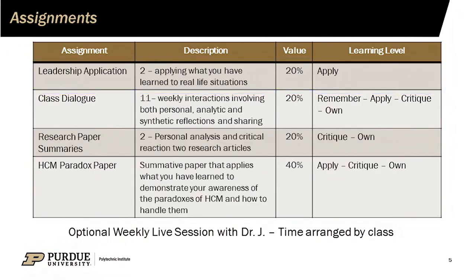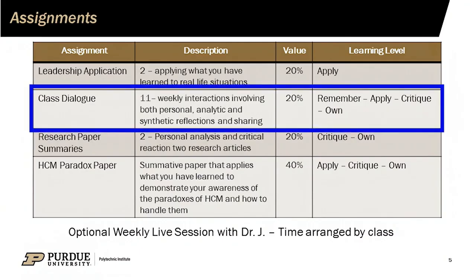The second thing is really our class dialogue. Now, ideally, we would be speaking together in a classroom synchronously. We're not. So we're going to have these as interactive interactions online. What I will do is post discussion topics for you. There'll be 11 of them. And what you'll do is it'll ask you some things maybe that are personal. It may be analytic, it may be synthetic, bringing things together or taking things apart, or sharing some ideas that you have. And that will be 20% of your grade as well.